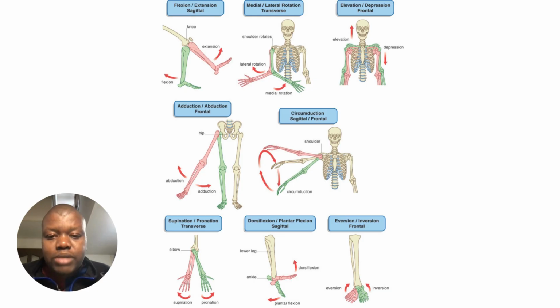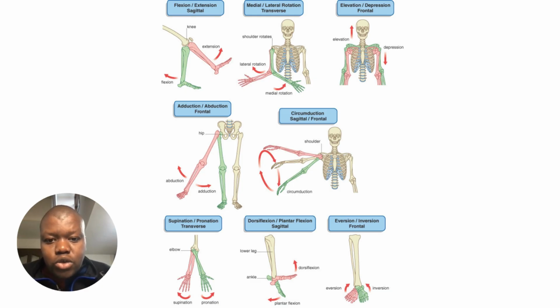Then we have circumduction. Circumduction takes place on the sagittal or frontal plane. It's the circular movement of the shoulder or the hip. And then we have pronation and supination of the elbow. Supination is the outward rotation of the elbow, and then pronation is the inward rotation of the elbow.